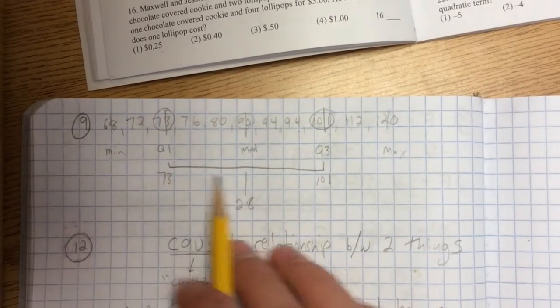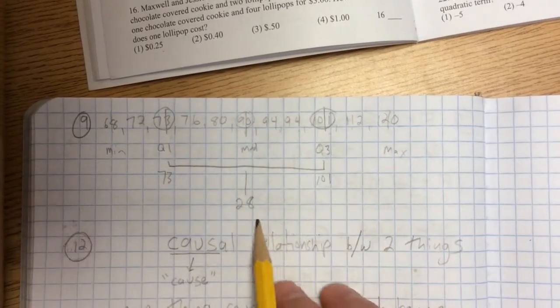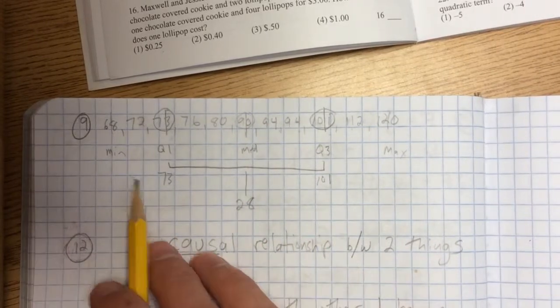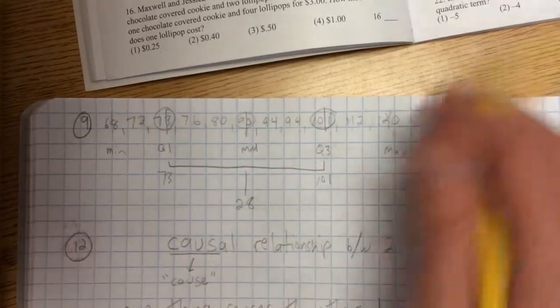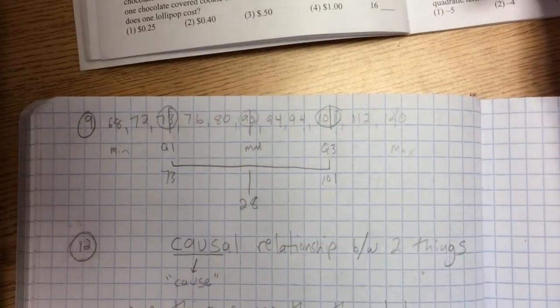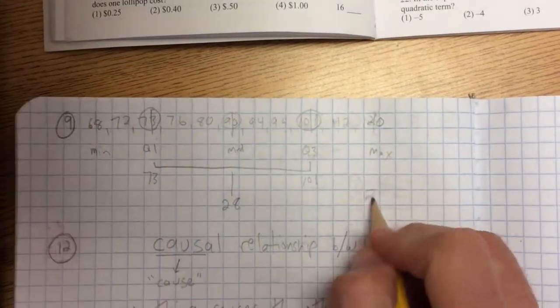The interquartile range is the distance between them. And that's 28. 101 minus 73 is 28. And that's choice 2. Okay.